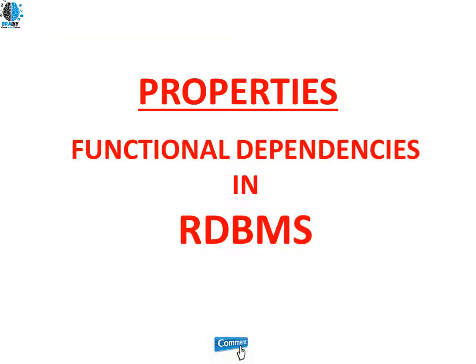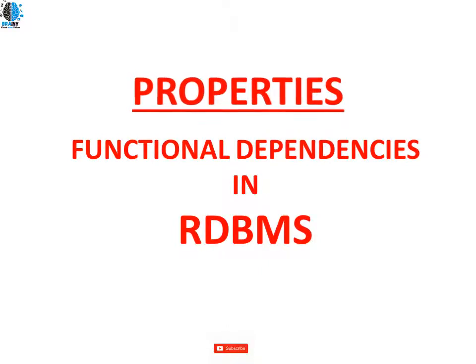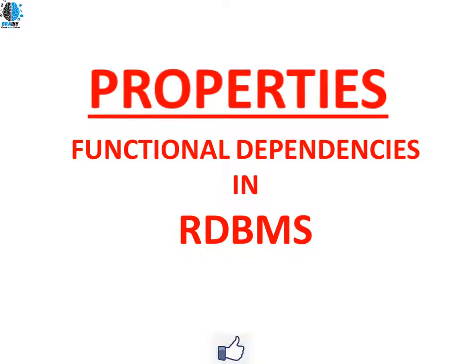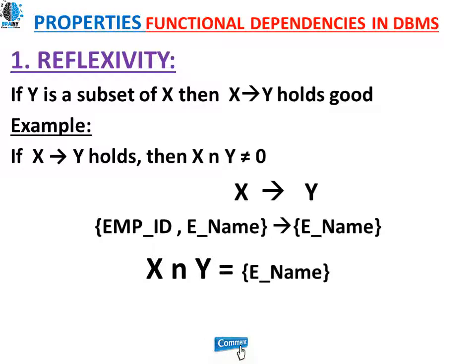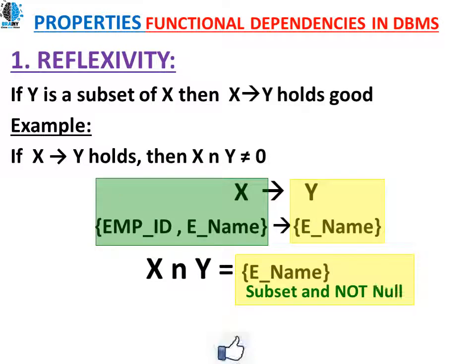Let's see the properties of functional dependencies in a relational database management system. What are the different properties a functional dependency is going to have? First is reflexivity. What is the reflexivity type of functional dependency? It's very simple. If Y is a subset of X, then X determines Y holds good. In a trivial type of functional dependency, X goes on Y, then the intersection is not a null set. We already have shown this example in the trivial type.